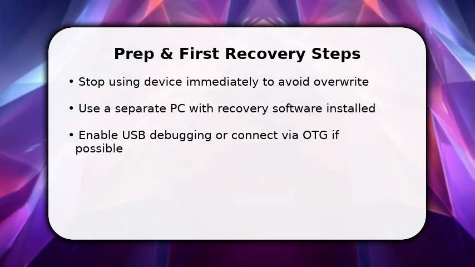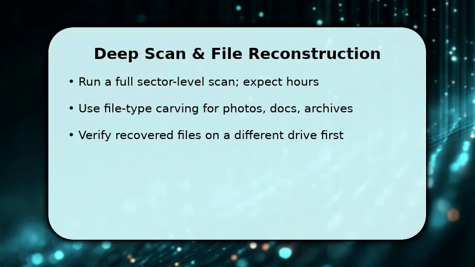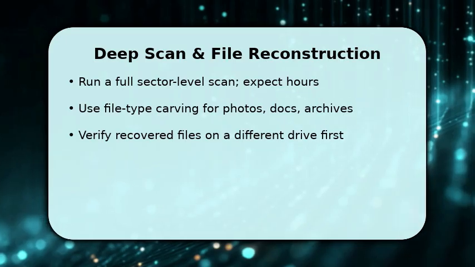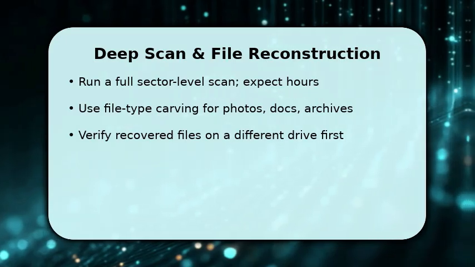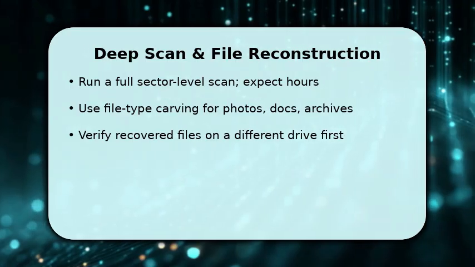Now you run the heavy work. Start a sector-level, deep scan. This reconstructs fragments that quick scans miss. Use file type carving to reassemble JPGs, PNG, DocX, and archive formats. Carving ignores file tables and reads signatures.